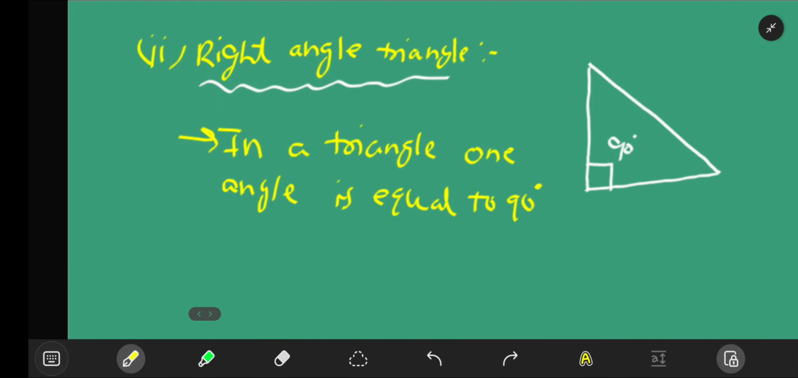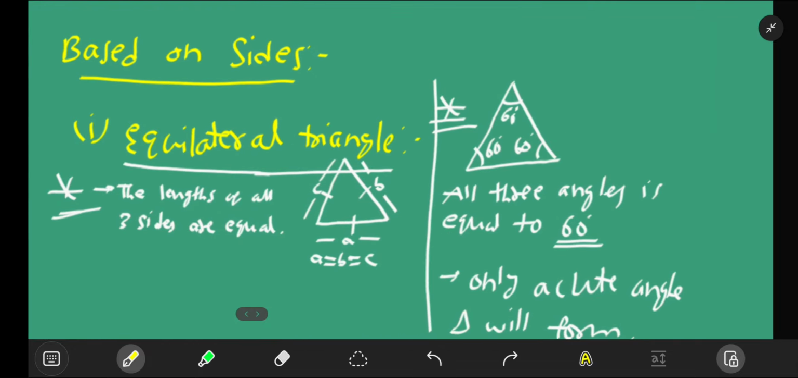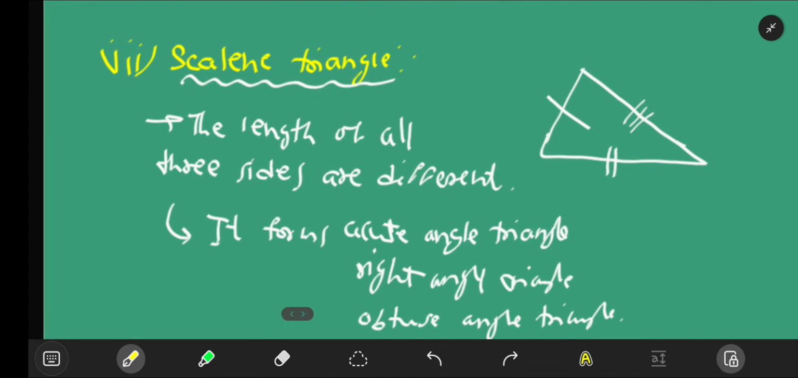Now I think you have understood this. Now let's go with the examples so that you will get the clear picture.